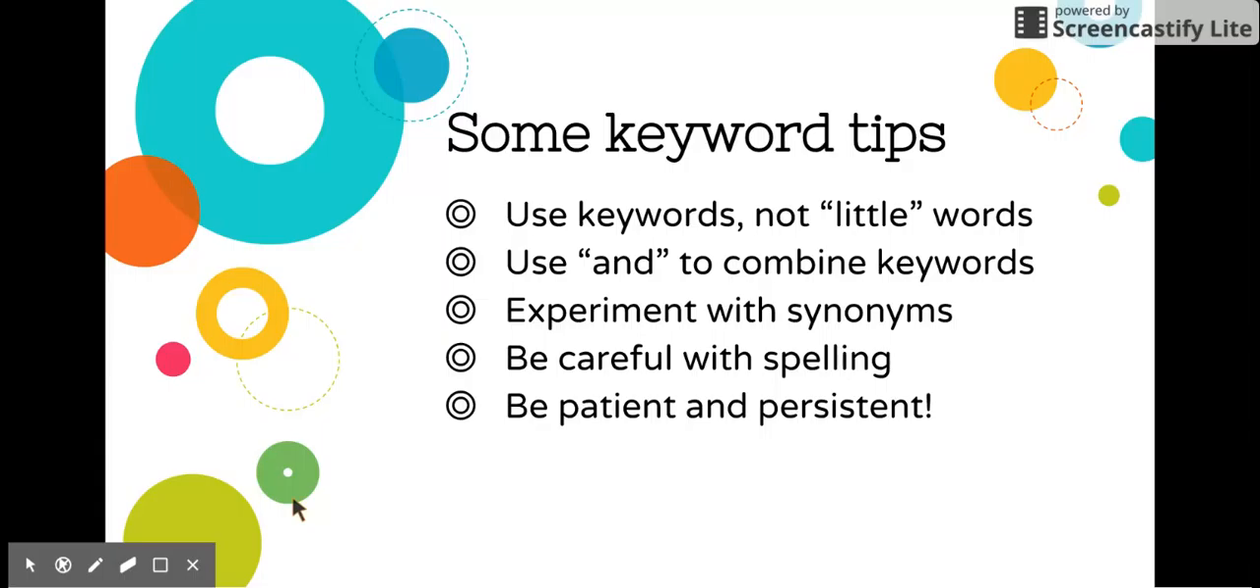So again, this screencast helps us learn how to brainstorm some keywords. The next screencast that you might want to review is the one that shows you how to actually decide if your information is relevant.